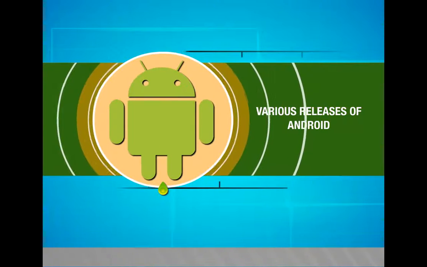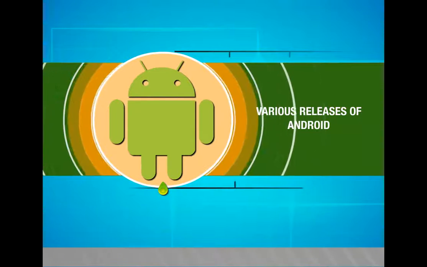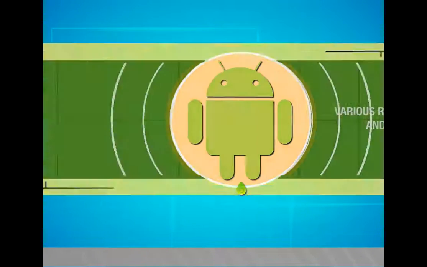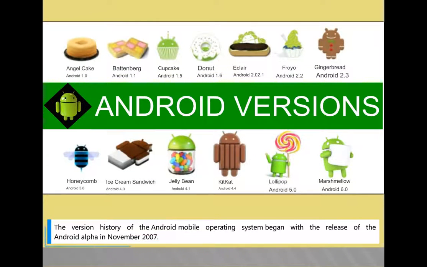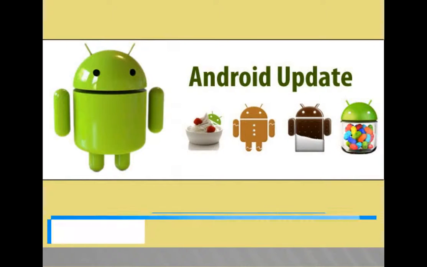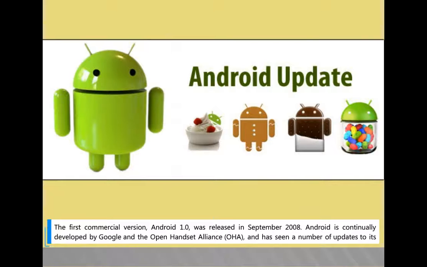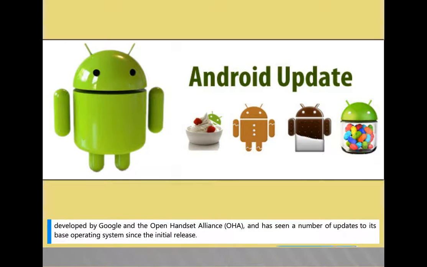Various releases of Android. In this video, we are going to see about various releases of Android. The version history of the Android mobile operating system began with the release of the Android Alpha in November 2007. The first commercial version, Android 1.0, was released in September 2008. Android is continually developed by Google and the Open Handset Alliance, that is OHA, and has seen a number of updates to its base operating system since the initial release.